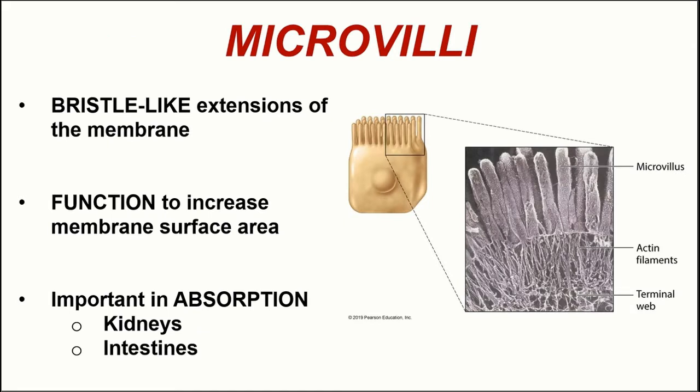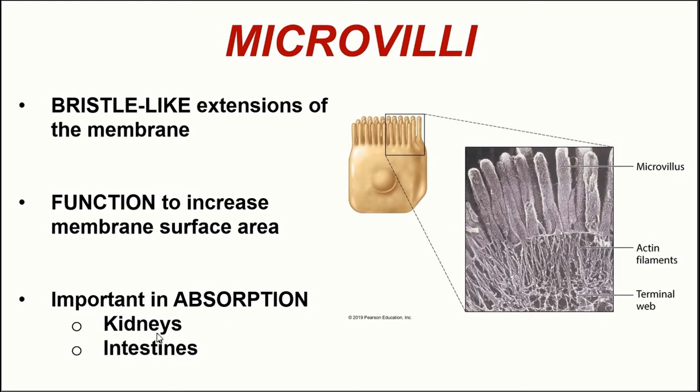So microvilli are often described as bristle-like extensions of the plasma membrane. If you're talking about more than one of these, the term that we want to use is microvilli. So microvilli is plural, but if you're just referring to a singular one, you would call it a microvillus. The function of microvilli is to increase the surface area of the plasma membrane. So it makes a lot of sense that we find these structures in areas where absorption is important.